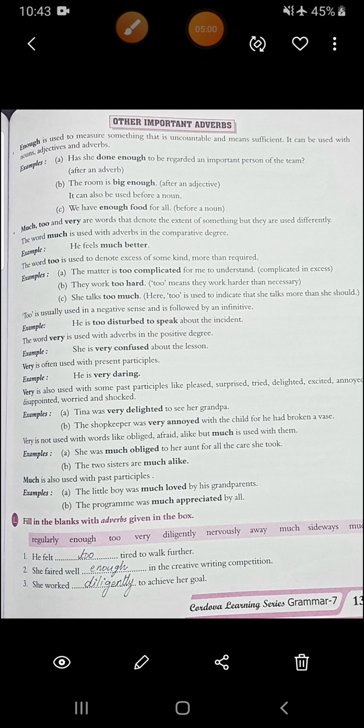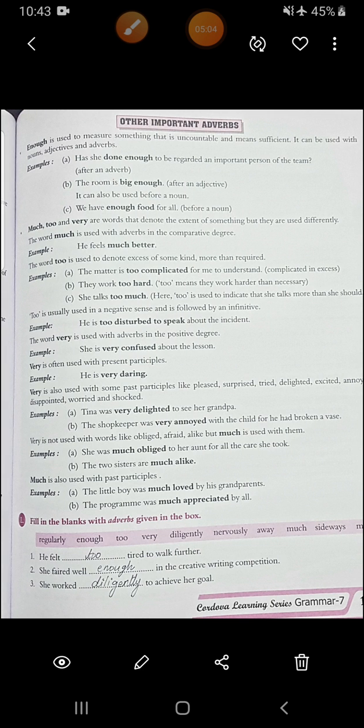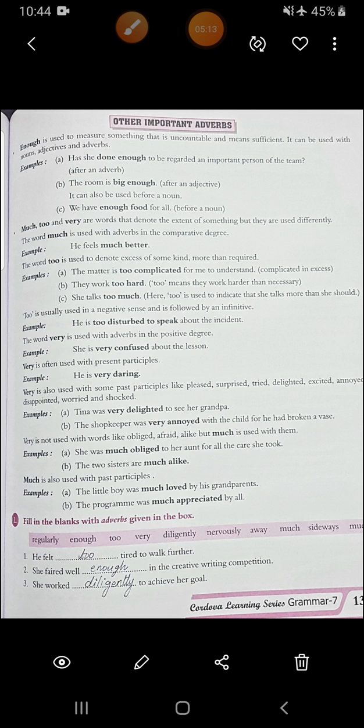Then see the second, the room is big enough. We cannot exactly count, but it is sufficient for me to live in that room. Then third, we have enough food for all. Again the same thing is applied here.